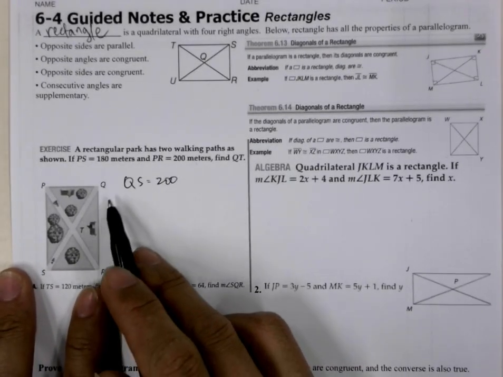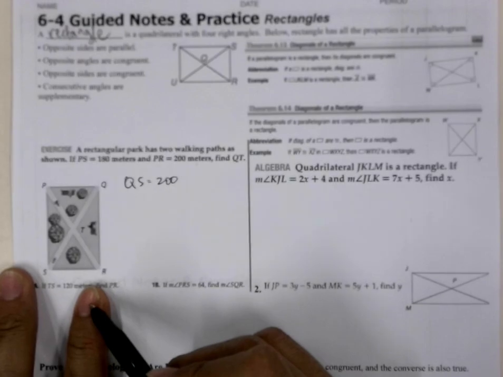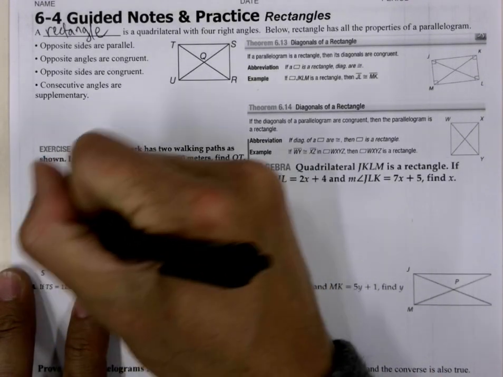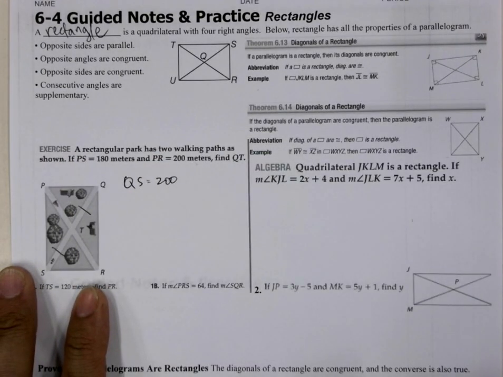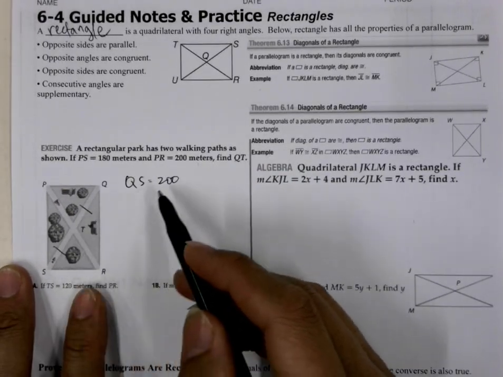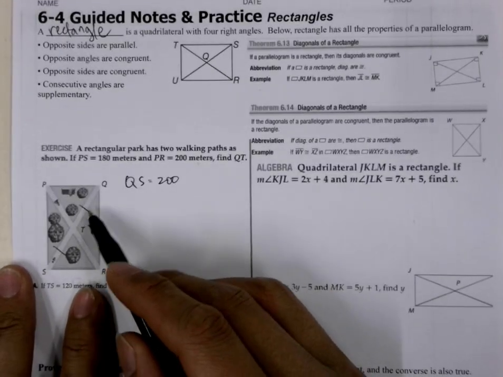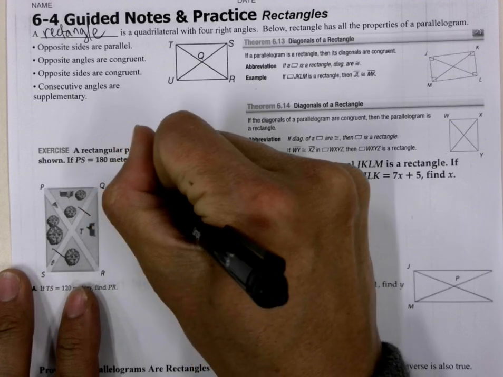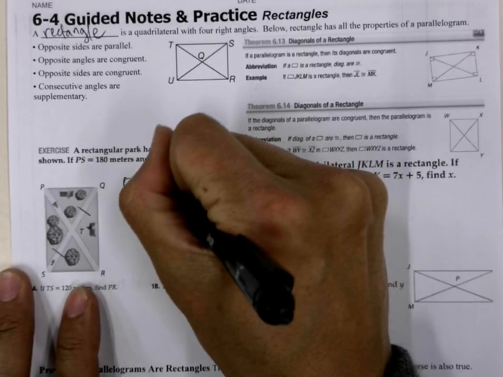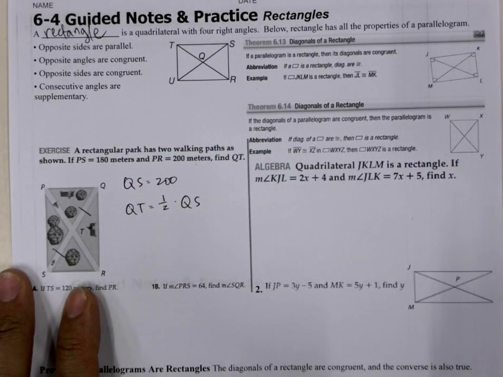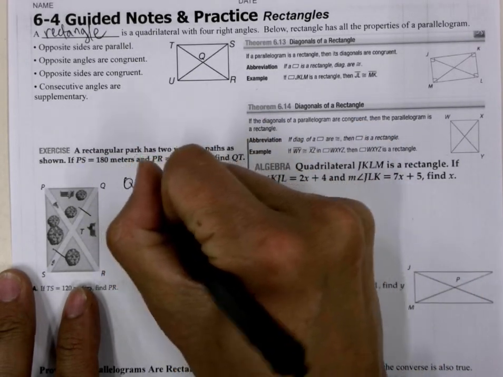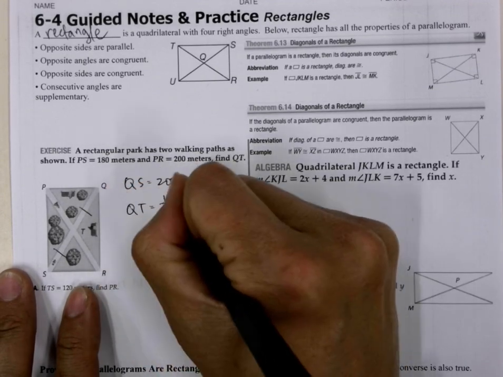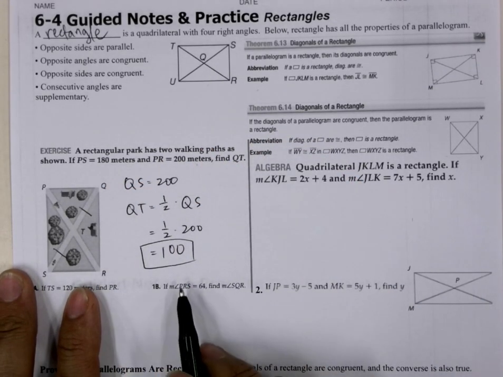So then if we're trying to find QT, well, we also know that diagonals bisect each other, right? Which means that this side is congruent to that side. And so that can only be the case if QT is equal to 1/2 QS. So QT is equal to 1/2 times QS. We'll go ahead and substitute in, and we'll get 1/2 times 200 is equal to 100, and that's the length of QT.